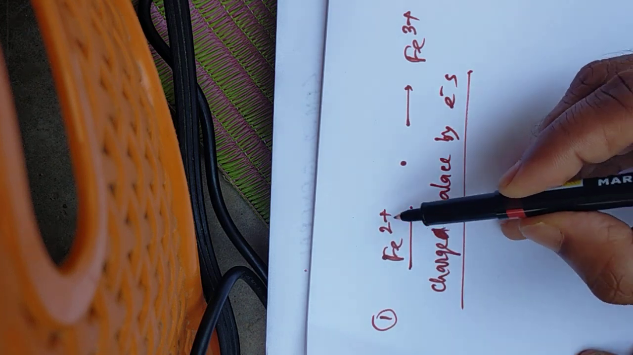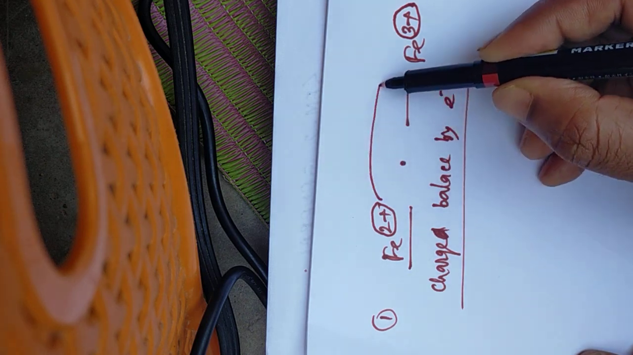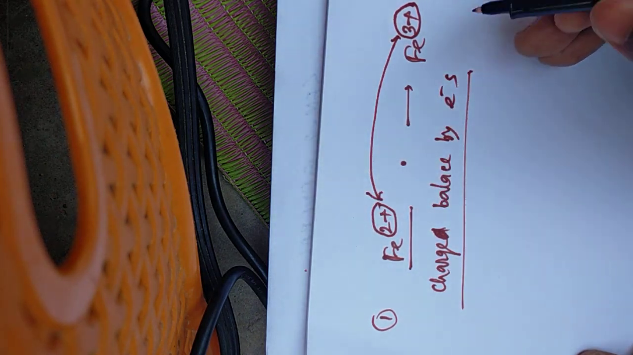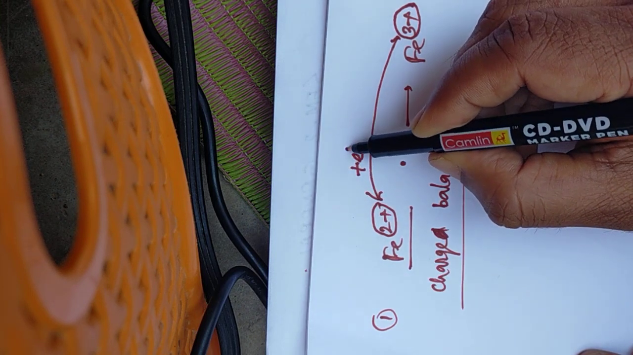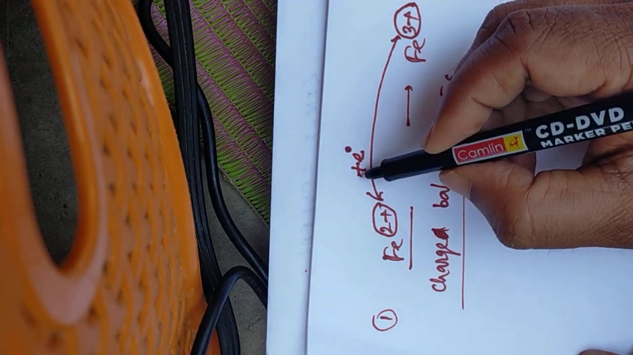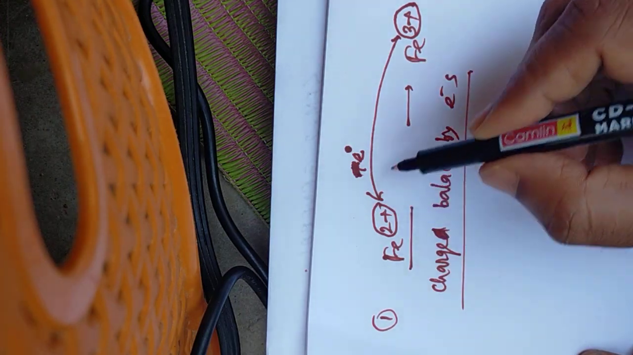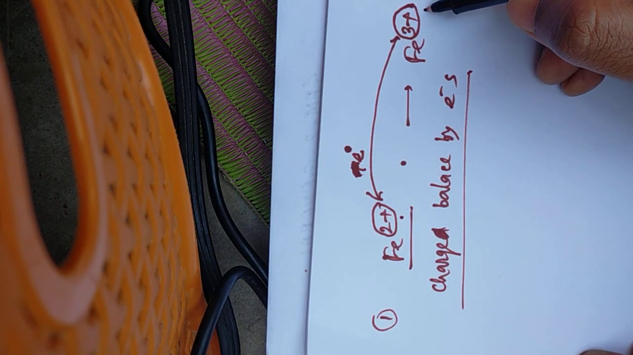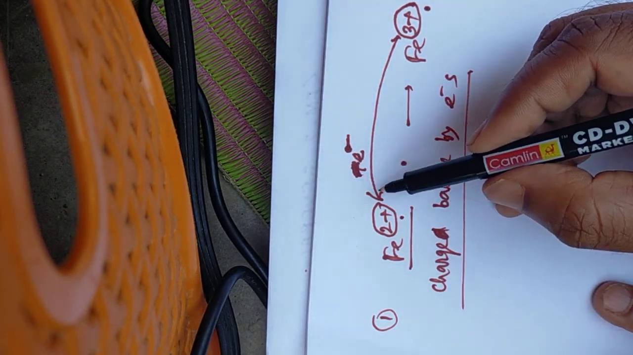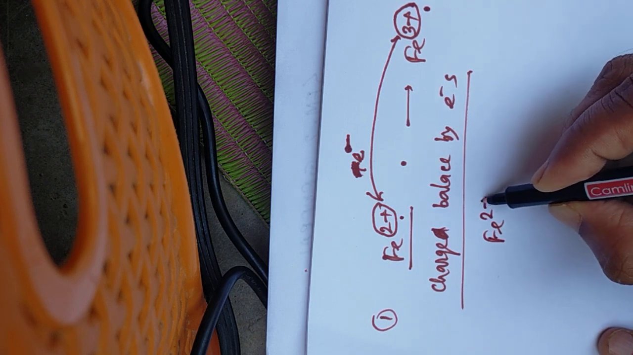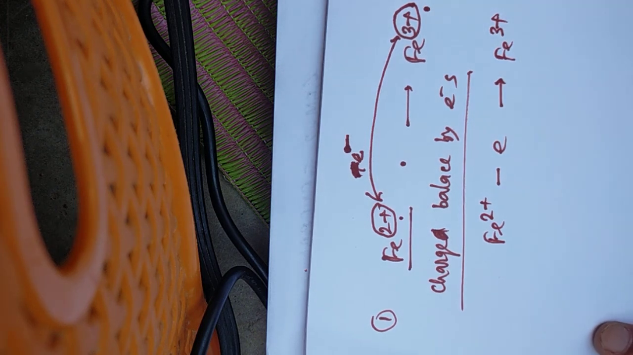On the left side there are 2 positive charges, on the right side 3 positive charges. So there is a difference of 1 charge. So this charge is balanced by adding 1 electron. As Fe2+ is converted to Fe3+, the process is oxidation, so here an electron is removed. So Fe2+ minus 1 electron will be Fe3+.